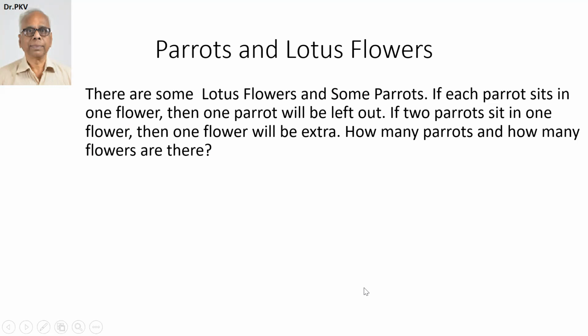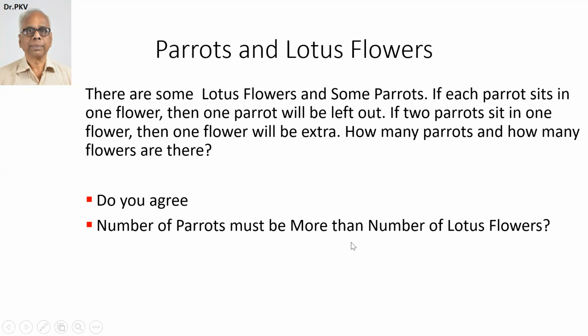If you look at the problem, do you agree the number of parrots must be more than the number of lotus flowers? Because if one parrot occupies one flower, then one parrot will not have a flower to occupy. In other words, more parrots than flowers. That is logical thinking and thinking number one step. So number of parrots must be more than number of lotus flowers. That's very clear.